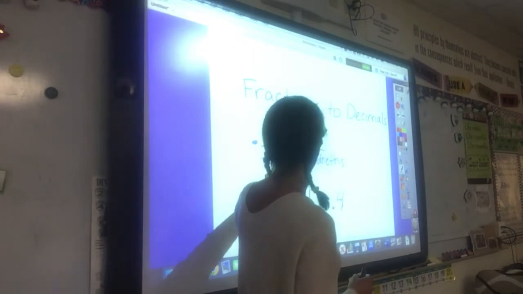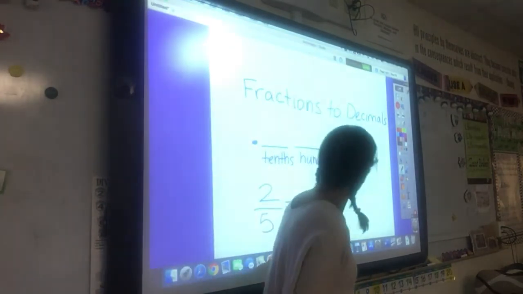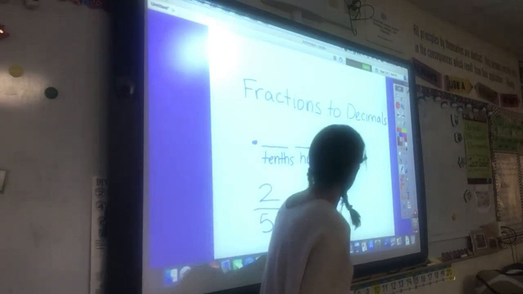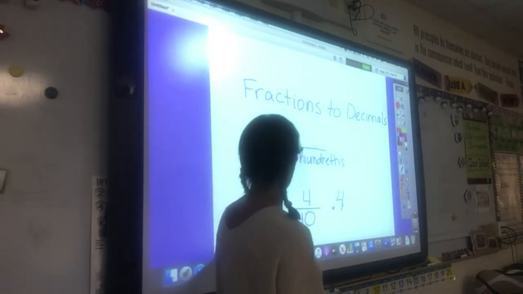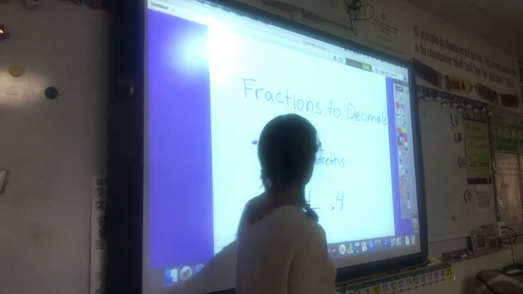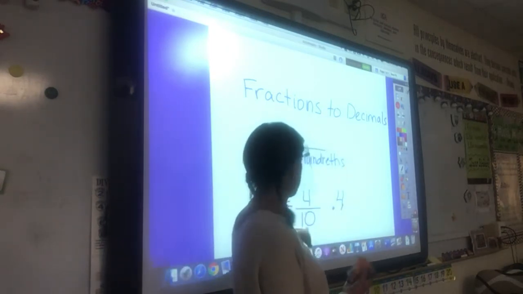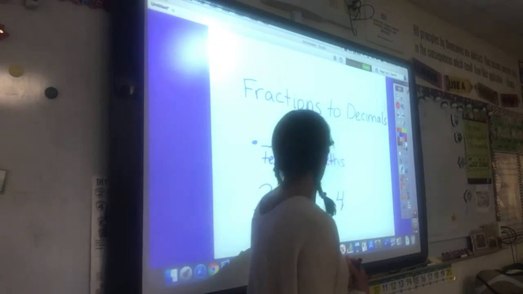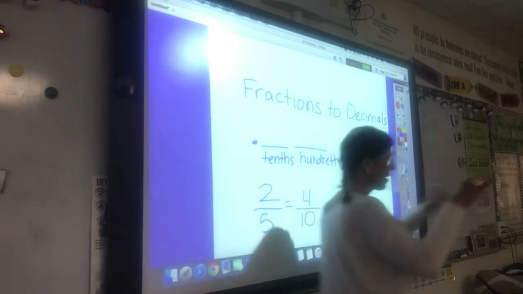Whatever number is here, you say this after it. So this and this are the same thing. This is 4 tenths, and this is 4 tenths, because it's in the tenths place. All I did to change this fraction into a decimal was get the bottom to be either a 10 or a 100, and since it's only a 5, it made sense to go to 10. So all of these things are the same. You're going to keep writing.